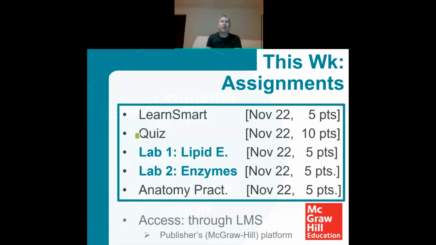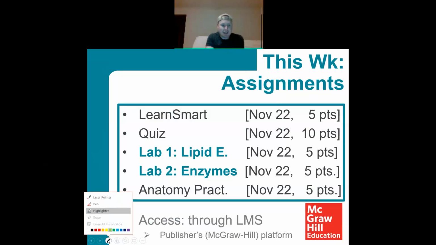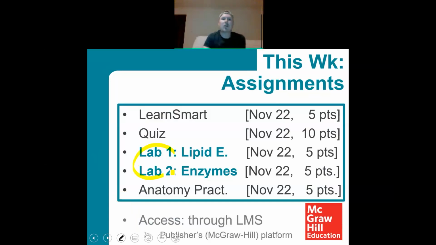This week, what we're doing is very similar to other weeks. We are doing the assignments. Only difference in those is that you have 2 labs. So make sure to do both of those labs. Nothing else is really unusual from what you've done before. And I think that all of these are through McGraw-Hill's Connect. So it should be fairly easy and fairly logical to work through.